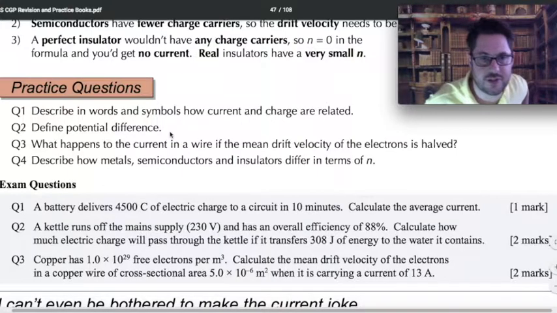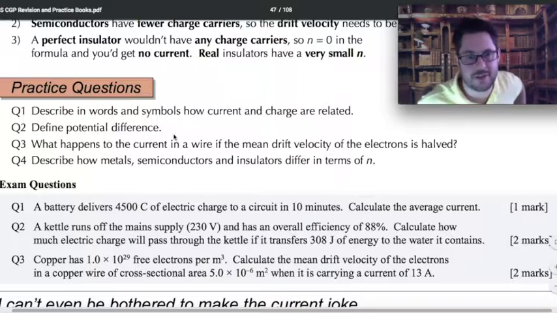Define potential difference. Well, we can define potential difference in terms of the equation we just learned. V equals W over Q. V, potential difference or voltage, is the work done per charge carrier, or per unit charge. That's how we say it. Work done per unit charge.